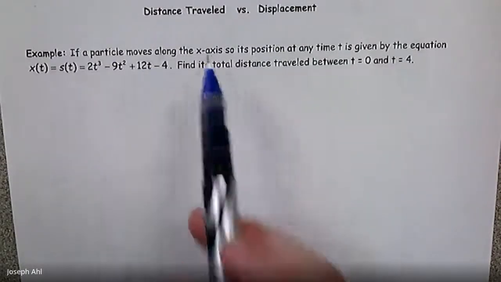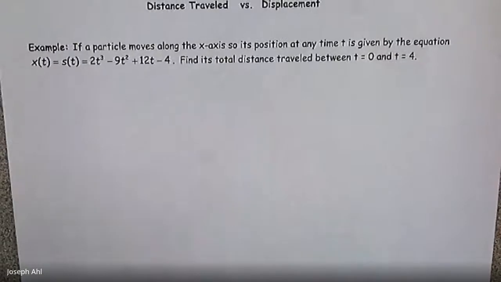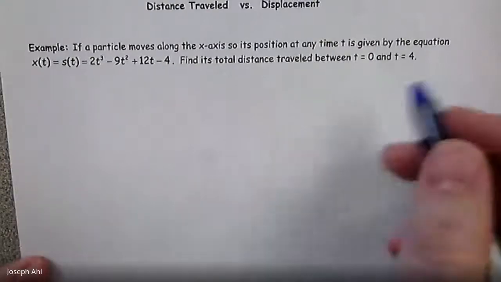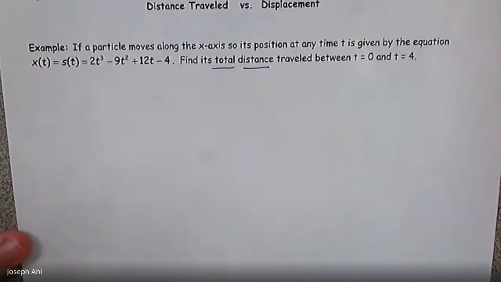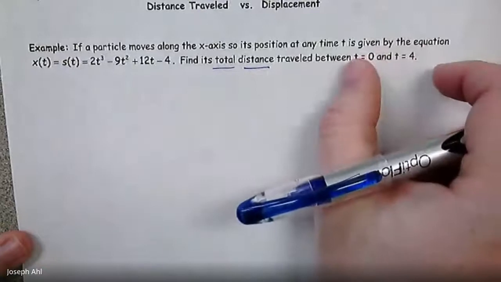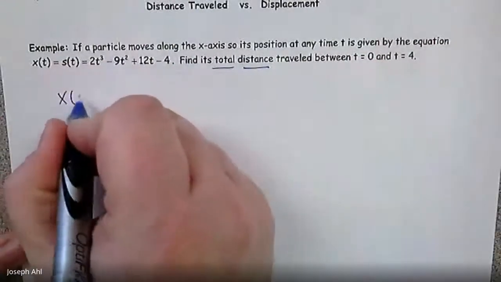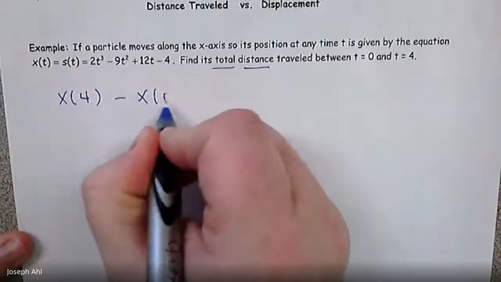So if a particle moves along the x-axis, so its position at any time t is given by this equation, x of t, which is also defined here as s of t, find its total distance traveled between t equals 0 and t equals 4. If we happen to know that the velocity was always positive valued, then I could just find x of 4 or s of 4 minus x sub 0.